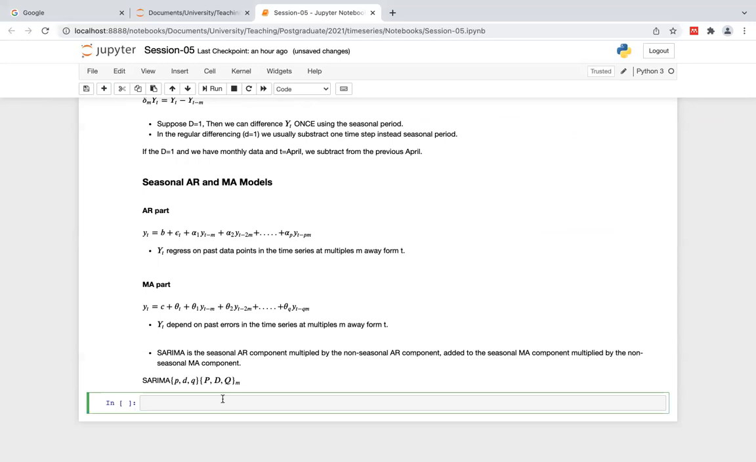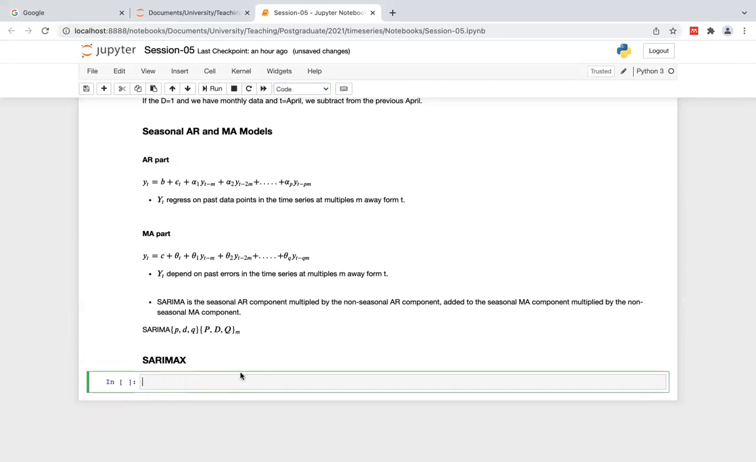The model implementation is called SARIMAX. There is an additional letter, this X.